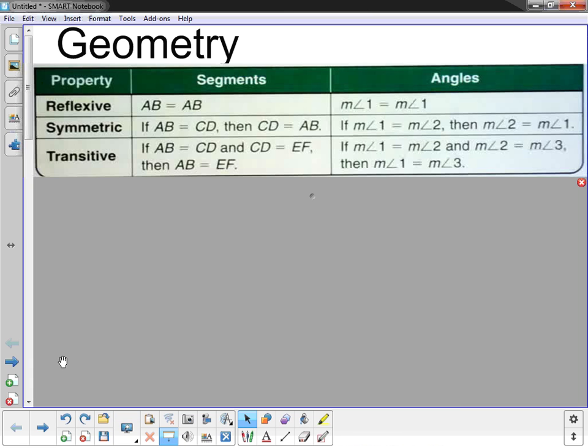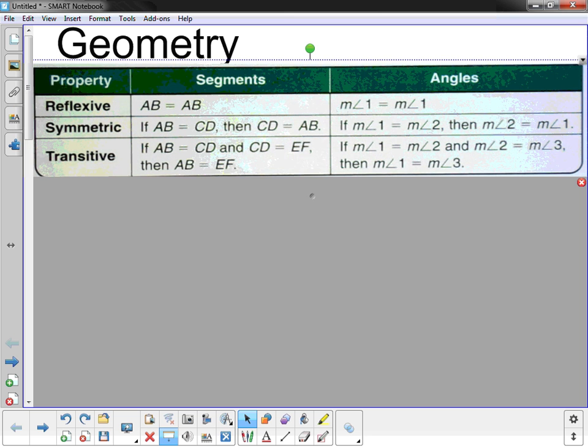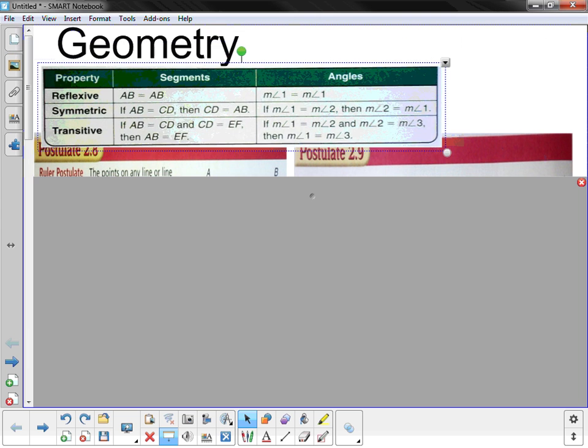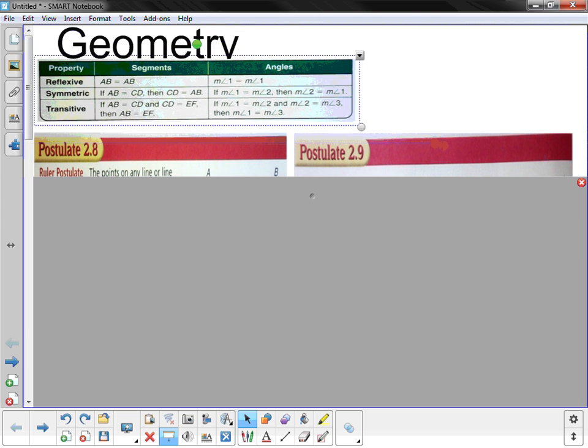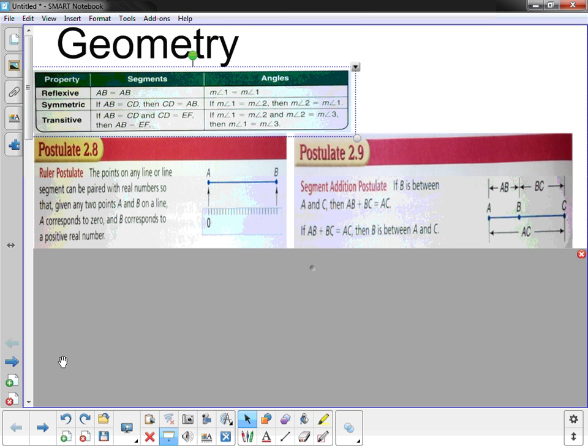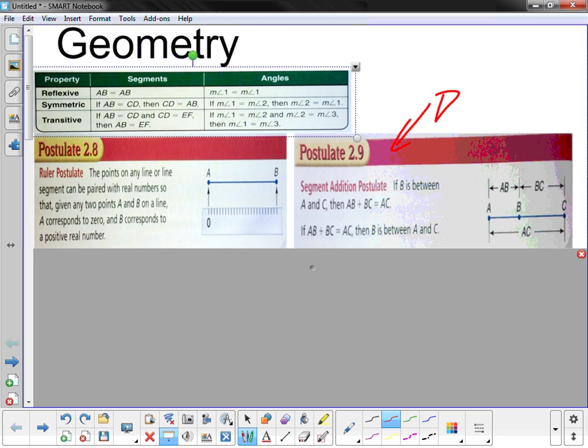Okay, so we do have these reflexive, symmetric, and transitive properties. And as I said, they do hold true for segments and angles. I told you that in the video itself for this section. Now, as a reminder, there are some properties here that we need to be aware of. We have postulate 2.8, the ruler postulate. This is basically we can give a length to everything. And the segment addition postulate, it's a big one. The segment addition postulate is definitely something that you want to get into your head.